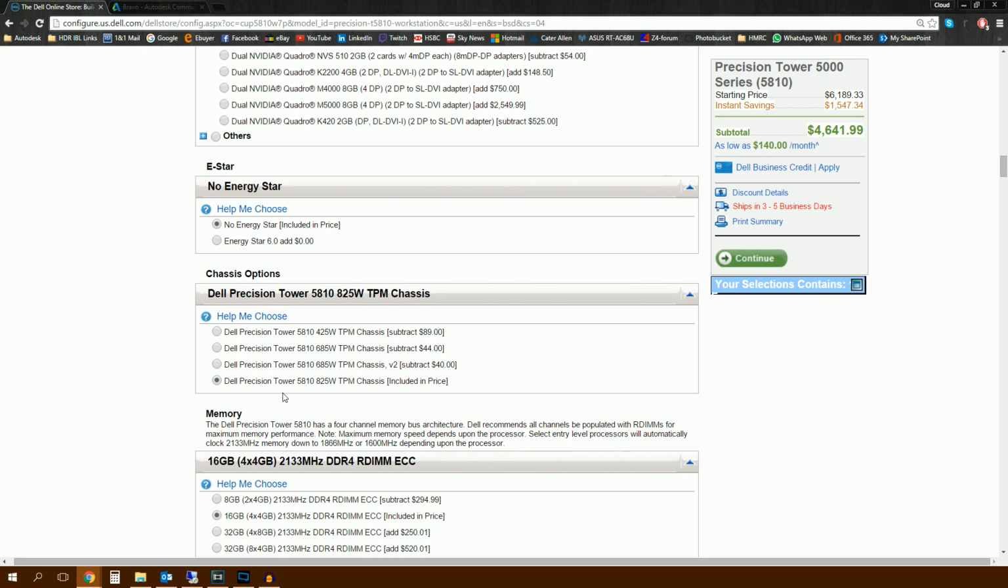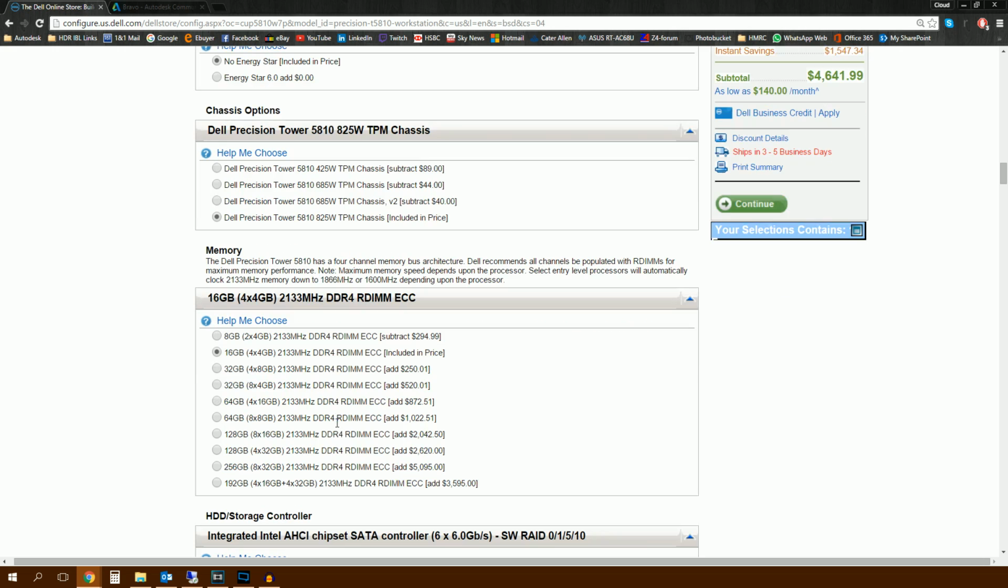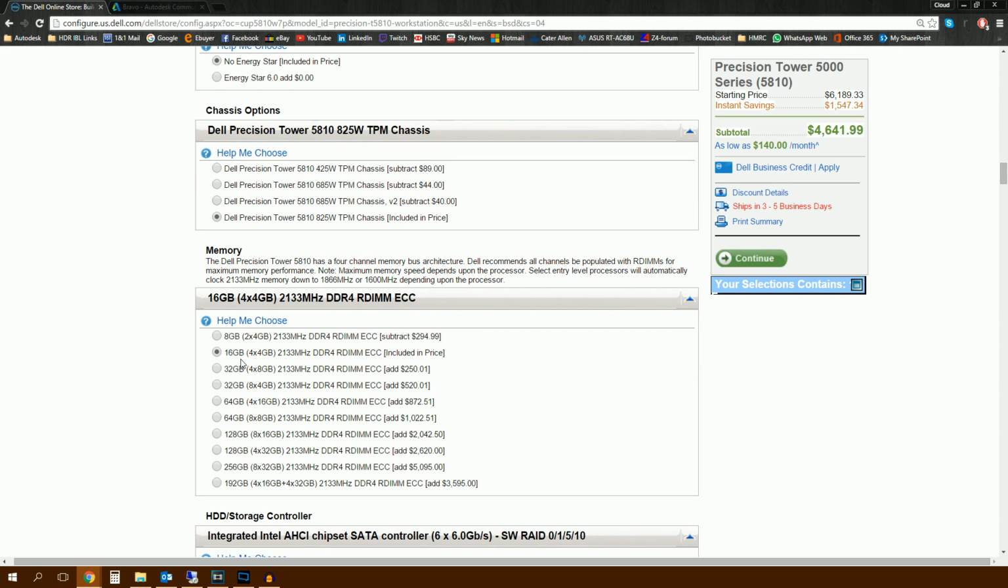Moving down the list, the chassis, again, this didn't come into play, but it was an 825 watt PSU. That really didn't matter. The RAM, it does matter. It has 16 gig of ECC 2133 MHz DDR4 ECC RAM. The quantity of RAM never came into play. It was never a bottleneck in any of these benchmark tests.